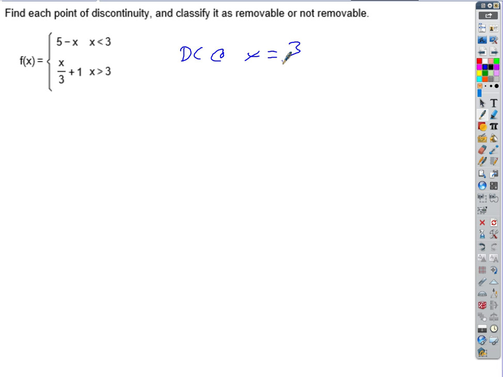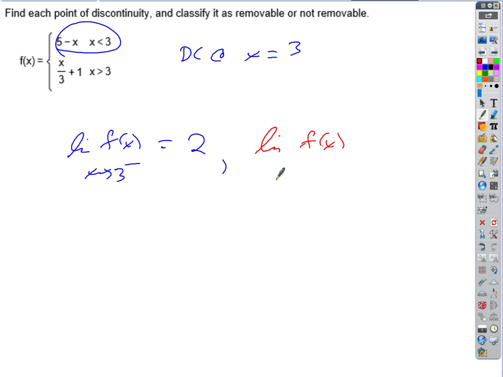As x approaches 3 from each side. Perfect. So we could do the limit of f of x as x approaches 3 from the left, and I'd get 2, because I'd be using the top part, right? I'd do the limit of f of x as x approaches 3 from the right, and what am I going to get? 2. So what's the rule here then? The limits are the same, right? So is this discontinuity removable or non-removable? Removable. Good, because I'm only missing just that one value.